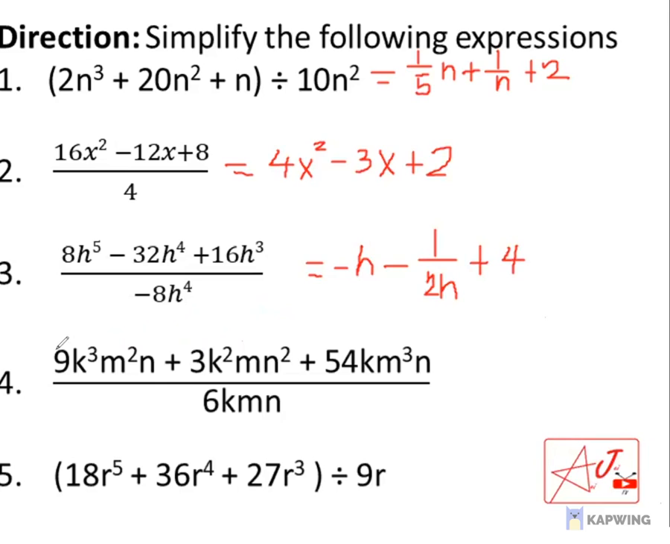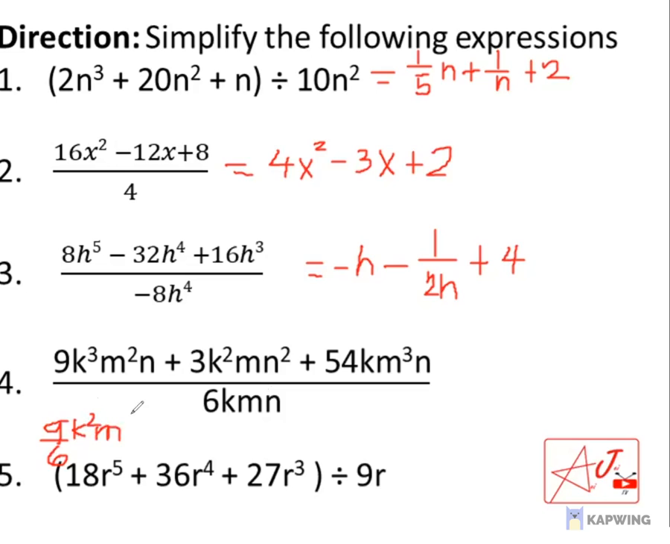So, 9 divided by 6. So, hindi natin pwedeng i-divide. Sulat muna natin as fraction. 9 over 6. So, k, 3 tsaka 1, magiging 2. So, k squared. And then, 2 minus 1 is 1. Kaya m. And then, 1 minus 1 ay 0. Kaya hindi na natin isusulat yon.